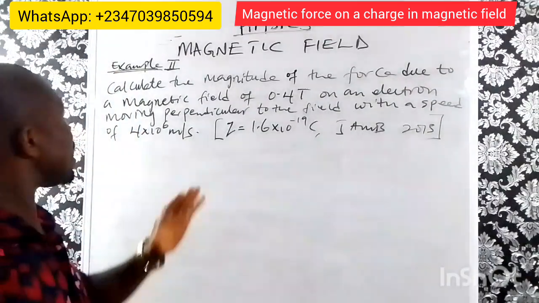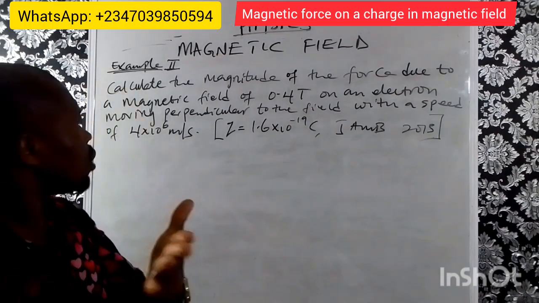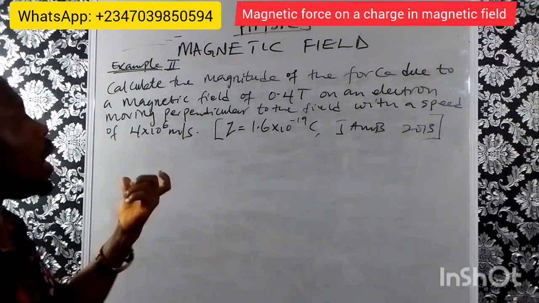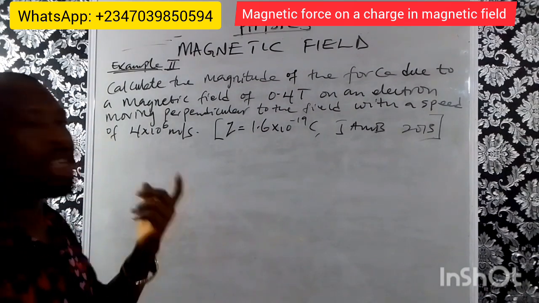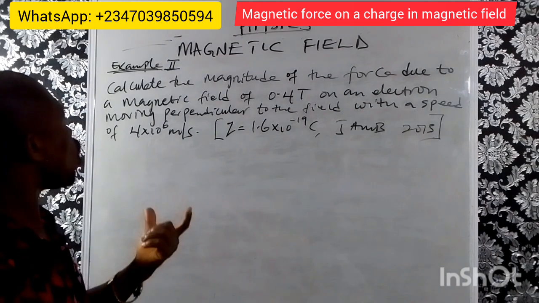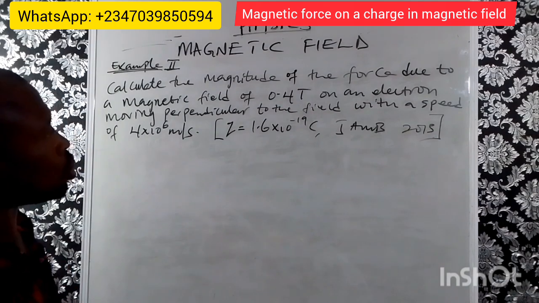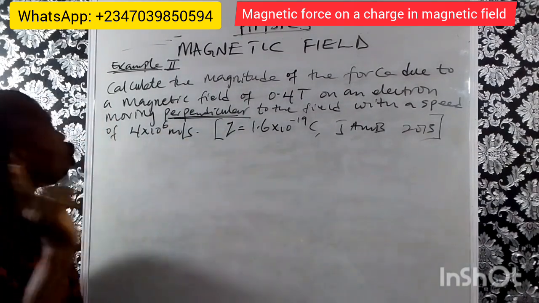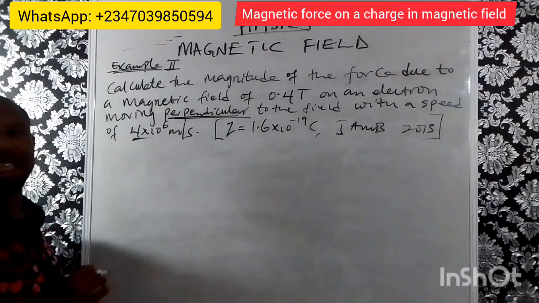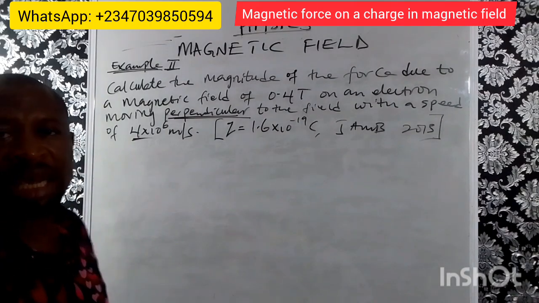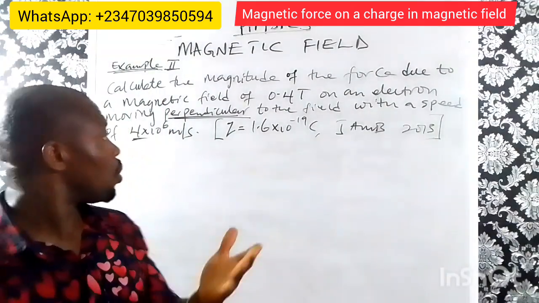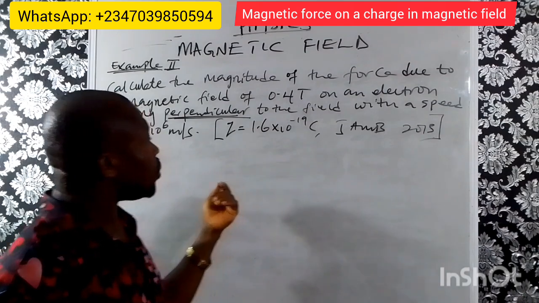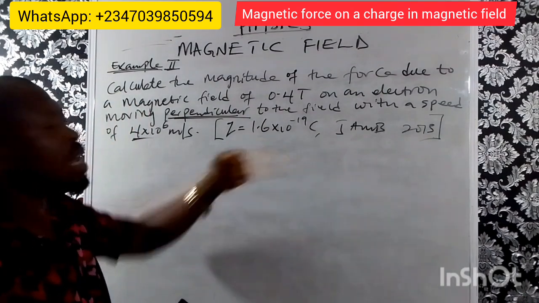Okay, we look at this second question, and this question says, calculate the magnitude of the force due to a magnetic field of 0.4 Tesla on an electron moving perpendicular to the field, with a speed of 4 times 10 raised to the power 6 meters per second. This question came out in 2013, and they say Q is this.